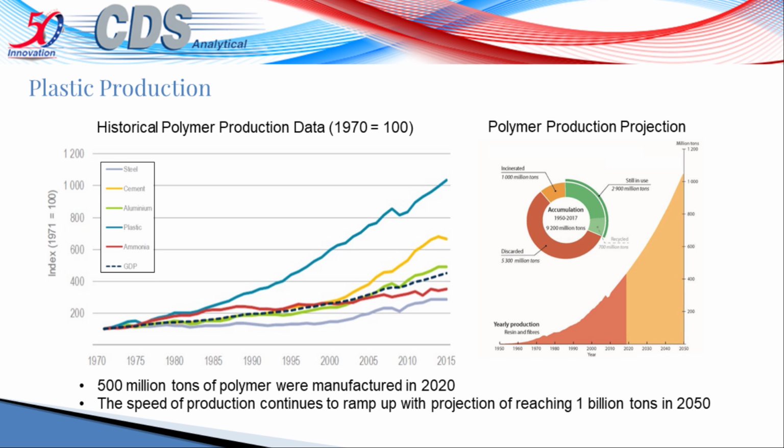So if we look at the graph on the right, you can see only half of the plastics out there in the environment is either recycled or incinerated. Some of it is still under use, but a lot of it, over half, is simply waste. So this does build up in the environment.